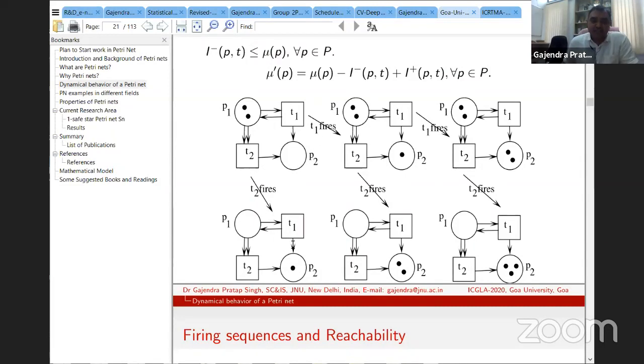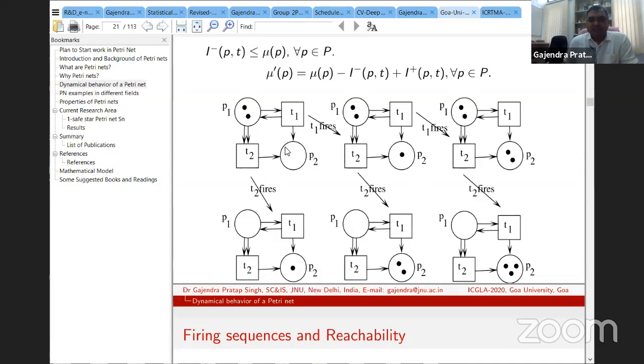After firing of T2, the state is 0 and 1. After that there is no firing because no transition is enabled by this rule. So here the system is dead. Deadlock occurs; that is the final state of the system. This state is directly reachable from the initial marking, and this one is reachable from this state by subsequent firing of the transitions. And this is also reachable from this state.